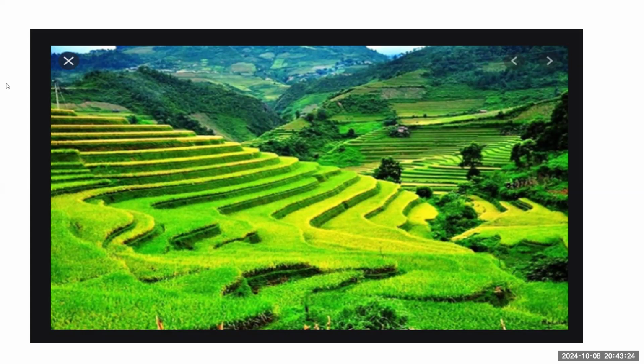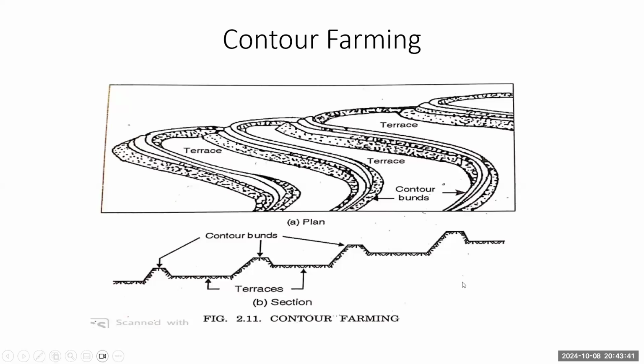The next method of applying water to the crop is contour farming. In Kolhapur district, we have many times observed such contour farming. Contour farming is adopted along hill slopes. This is the sketch for contour farming. We can see that the contour terraces are formed with the help of contour points. Contour farming consists of the formation of terraces.